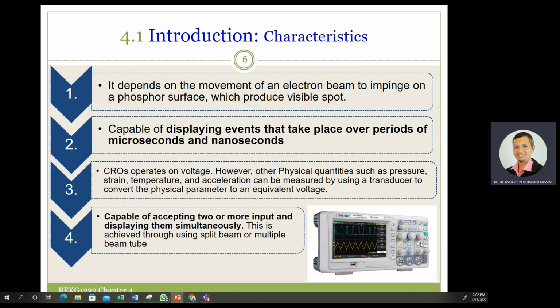Therefore, we can achieve this using a split beam or multiple beam tube, which can be displayed on the screen. For example, if we have two inputs, we can see one input as the blue waveform and the other as the yellow waveform. From here we can compare channel 1 and channel 2 and the relationship between these two channels. Then we can know whether the command signal and the actual signal are delayed or not, that is, the rise time or fall time compared to the command signal.